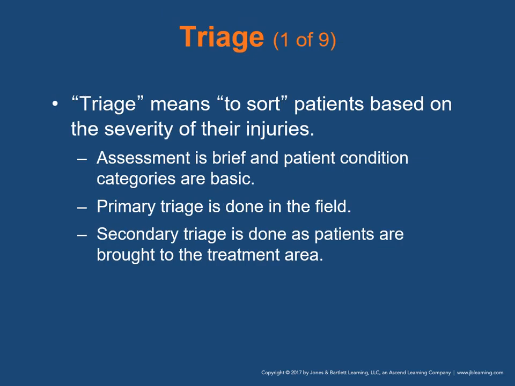Triage simply means to sort out, quote unquote, patients based on the severity of their injuries. The goal of doing the greatest good for the greatest number means that the triage assessment is brief and the patient condition categories are basic. Primary triage is the initial triage done in the field. Secondary triage is done as patients are brought to the treatment area.